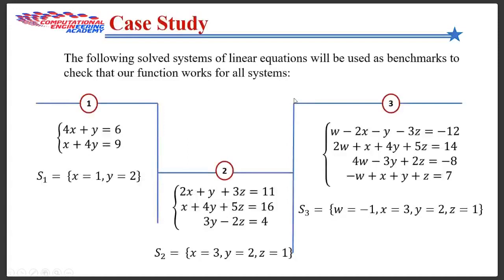What you have in front of you right now are the case studies that we will be handling. We have 3 systems of linear equations and their solutions are already given there. This is the first one. It is 2 equations with 2 unknowns, and the correct solution here is x equals 1 and y equals 2. And here 3 equations, 3 unknowns, the correct solution x equals 3, y equals 2, and z equals 1. And here 4 equations, 4 unknowns, the correct solution, as you can see, is right here.